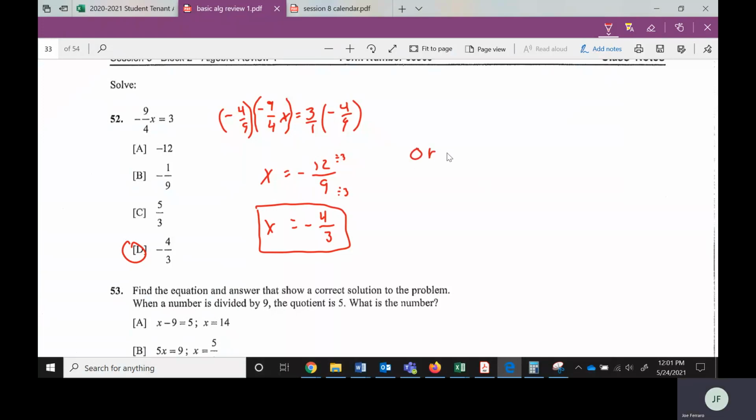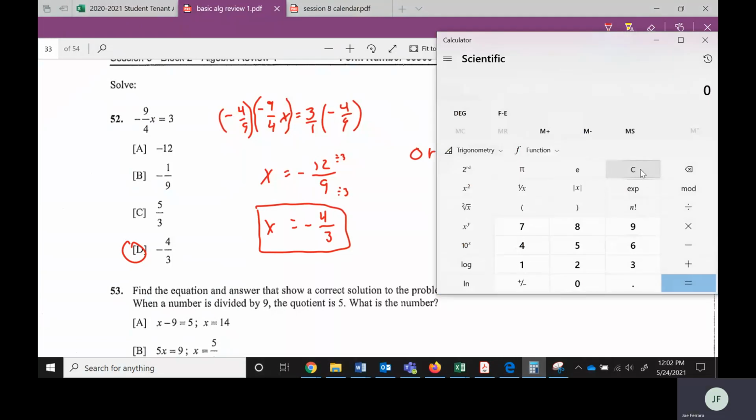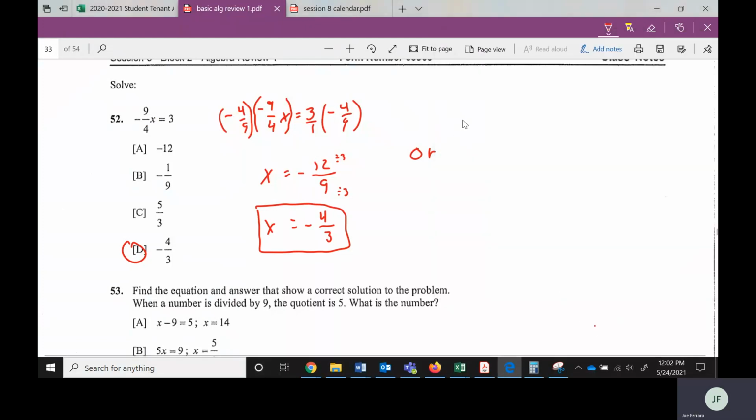Or the other way you can do it, I'll even show you in the calculator here. We have 9/4. If we want to rewrite that, take our calculator. And we go 9 divided by 4. It's 2.25. And that was negative. That's a negative over here. Equals 3. Oops, I didn't put the x in here. Negative 2.25x equals 3. So negative 2.25 is being multiplied by x.